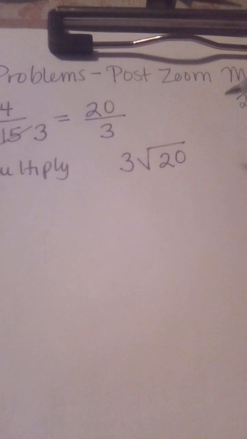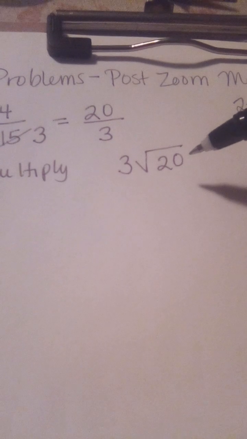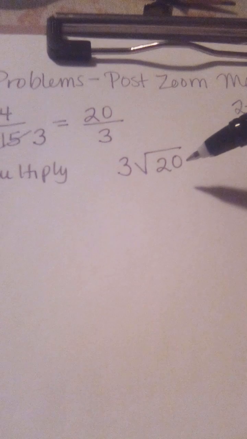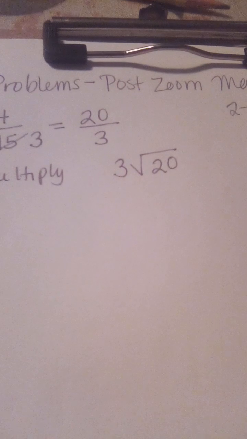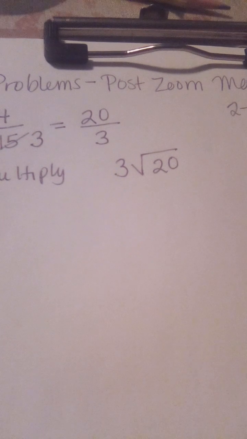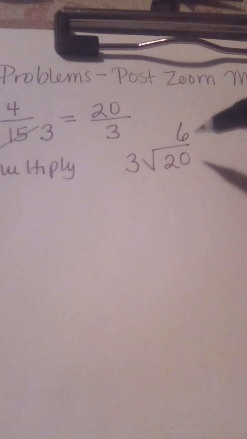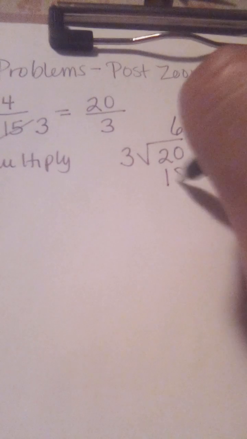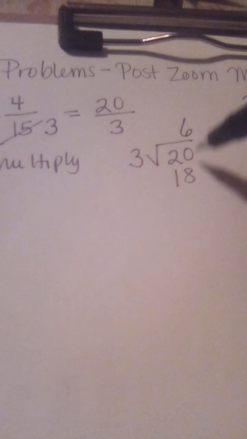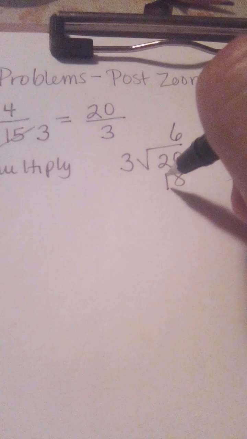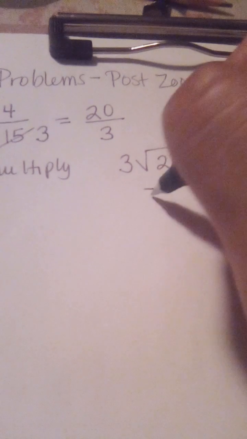Wonderful. Then what number is equal to or close to 20 divided by 3? What number is closest? 6, right? 6 times 3 gives us 18. Subtract the difference between 20 and 18, which just gives us 2.